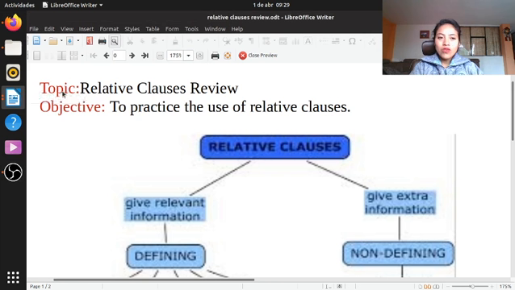The topic for today is relative clauses review. And the objective is to practice the use of relative clauses, right? Okay, yesterday we have already seen relative pronouns, right?